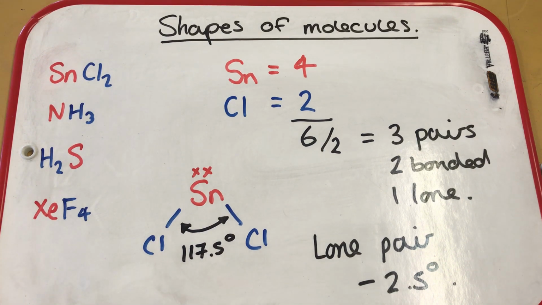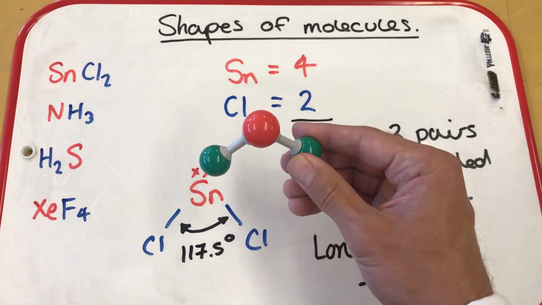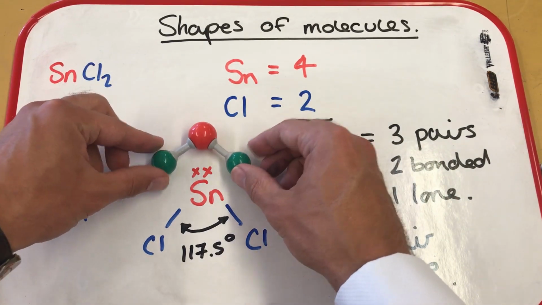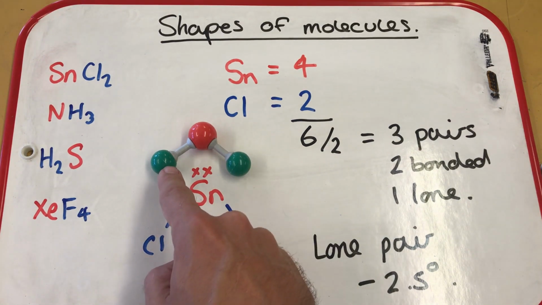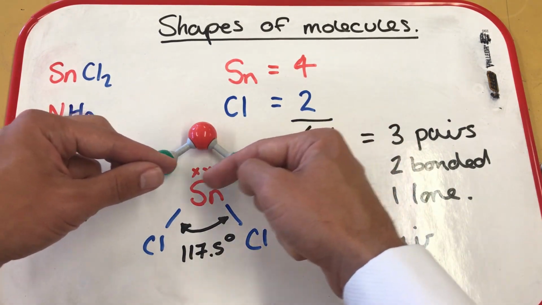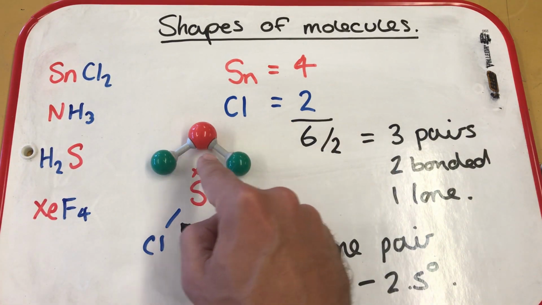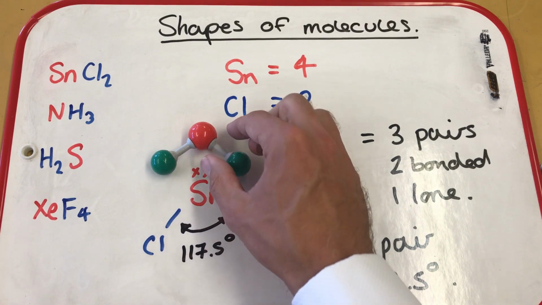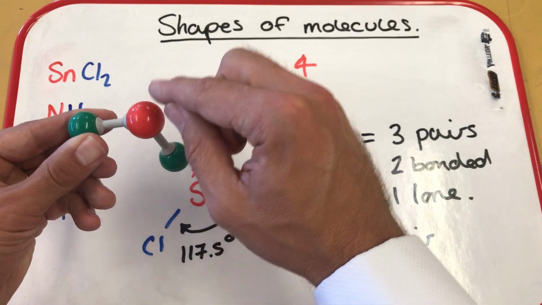That would look a little bit like this one. Now you'll see that we have our central atom here, which is tin. We have our two chlorines here. The angle here is going to be reduced down. It's not that obvious that you can see it here, but this angle is 117.5 degrees because of a lone pair of electrons sat here at the top.